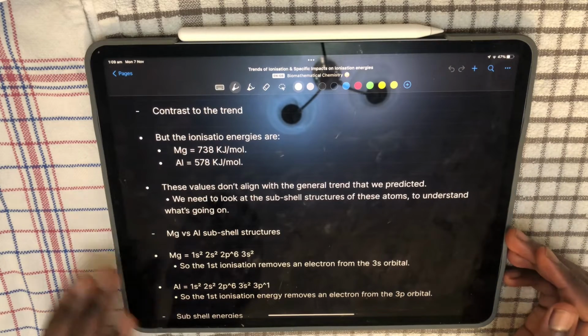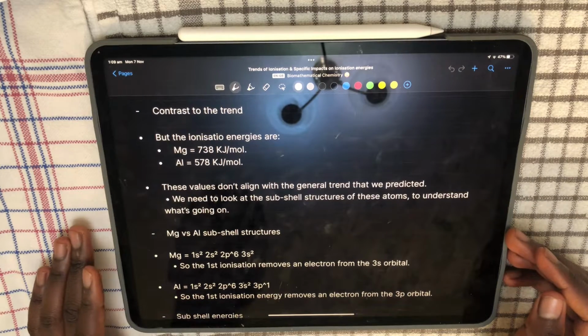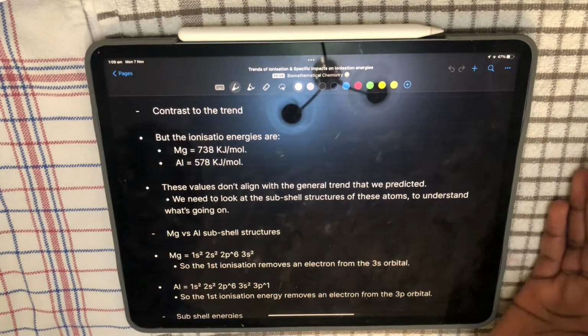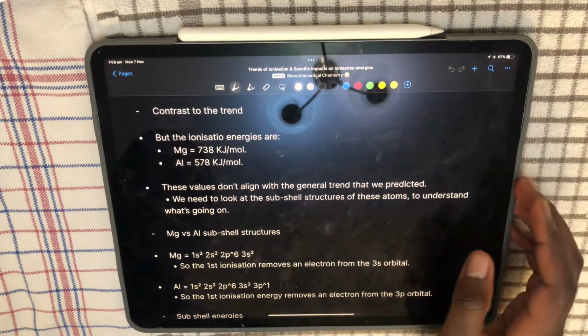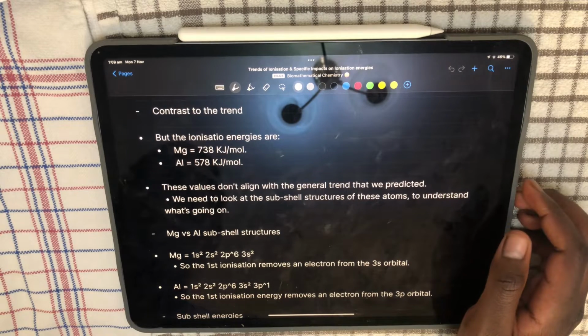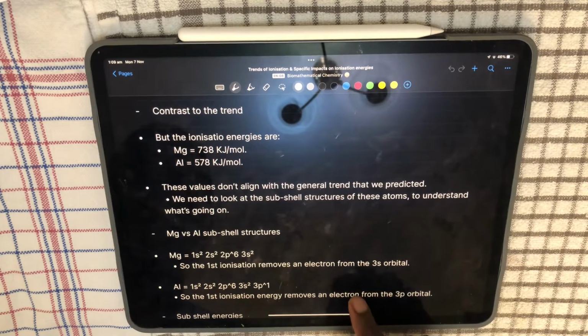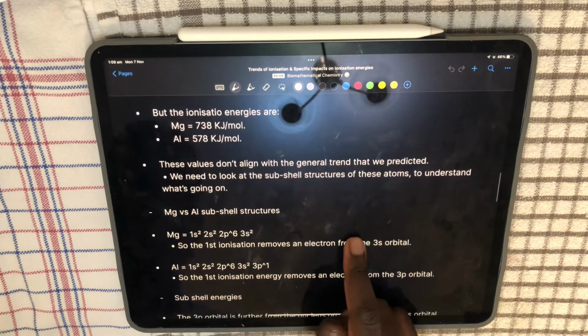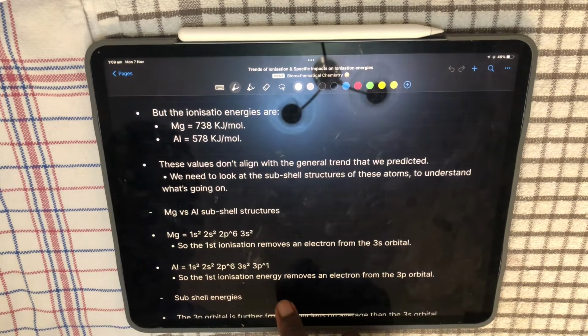The reason for this is to do with the orbitals, right? So if we're talking about the electronic configuration, magnesium's electronic configuration is 1s2, 2s2, 2p6, 3s2. So the first ionization would remove an electron from the 3s orbital, whereas in aluminium, the first ionization energy removes an electron from the 3p orbital, right?